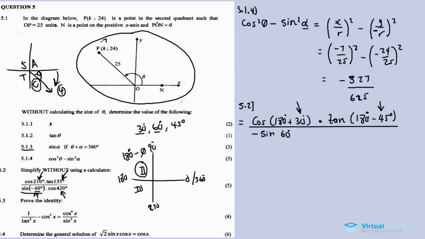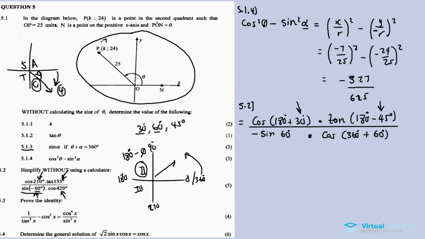Negative sine 60 degrees, and then here it's 420. Where do we find 420? In the first quadrant. 0, 90, 180, 270, 360. Boom, it falls in the first quadrant, and 360 plus 60 degrees, which is a special angle, what do we get?